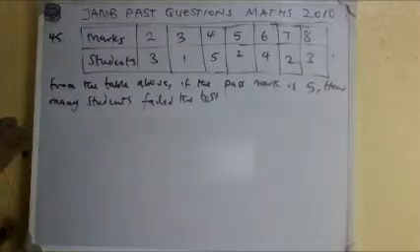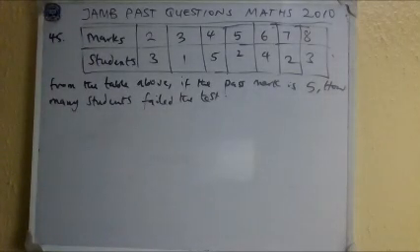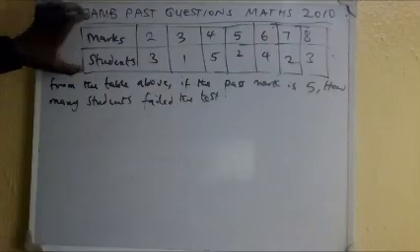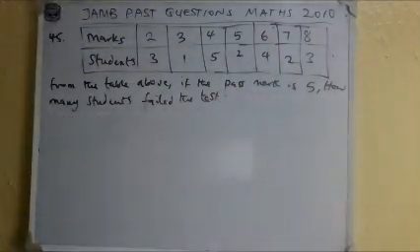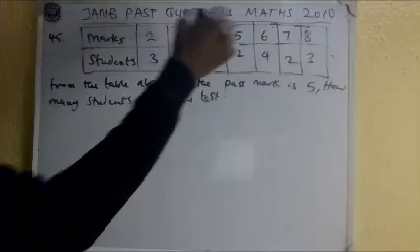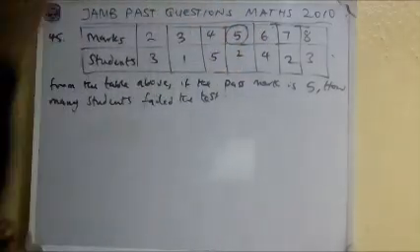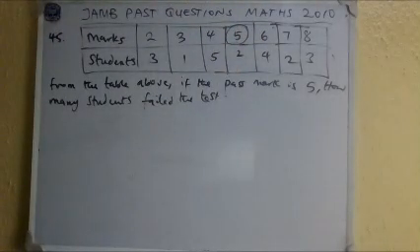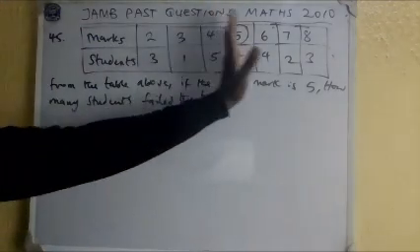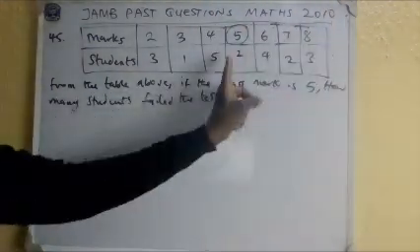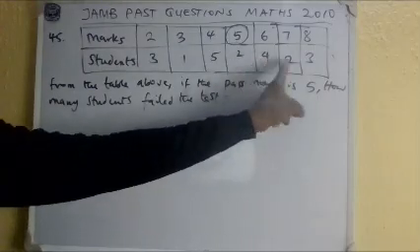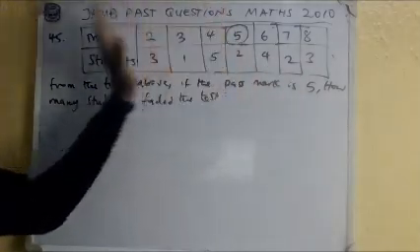Okay, so this is easy enough. From this table, if the pass mark is 5, where is 5 in the marks? See where 5 is. If the pass mark is 5, how many students fail? So from here up, they pass. So I can add how many passed. From here down, they fail.